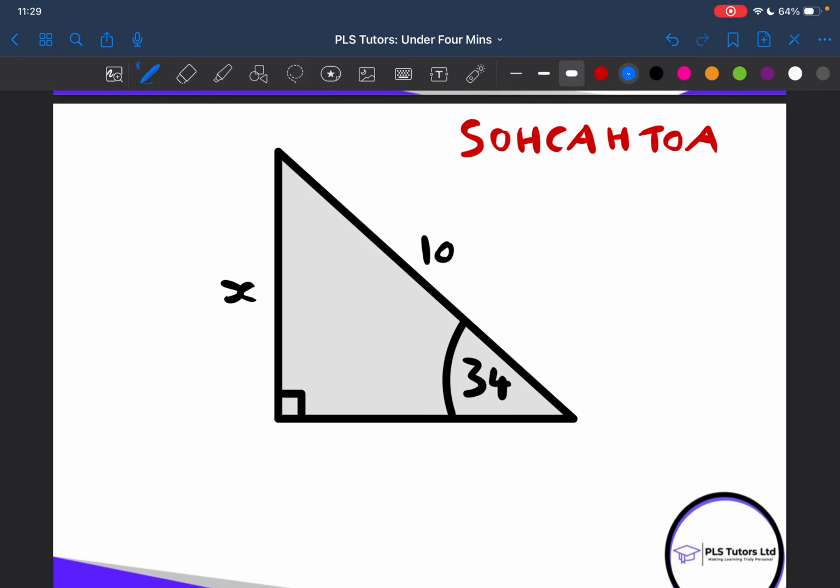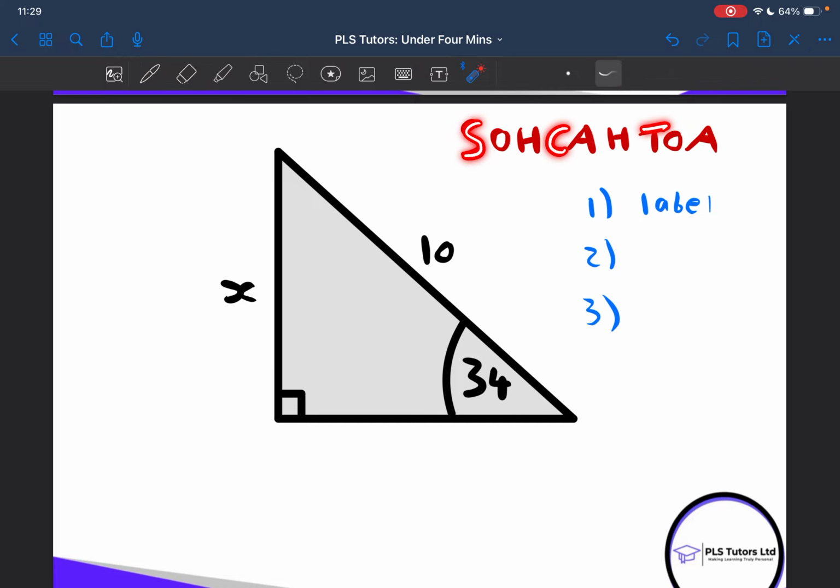So how do we do SOHCAHTOA? Well, we're going to split it up into 3 really easy steps. And the first step is all about labeling your sides. So in SOHCAHTOA, you have S, C, and T. S, C, and T stand for sine, cos, and tan. They're the buttons on your calculator. Then we have O, we have H, and we also have A.